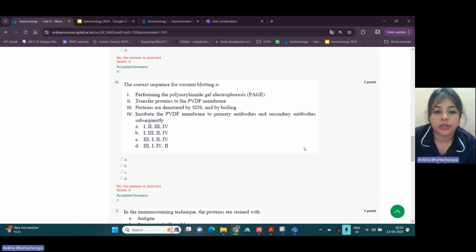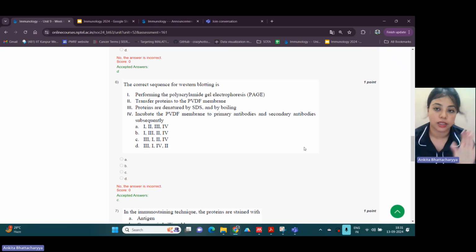So basically, what you will first see among all of these is that the protein needs to be denatured by SDS, and then it needs to be boiled. Second statement is that it needs to undergo the electrophoretic steps or the gel separation of proteins based on their molecular weights through a polyacrylamide gel. Then we have the transfer of those proteins.